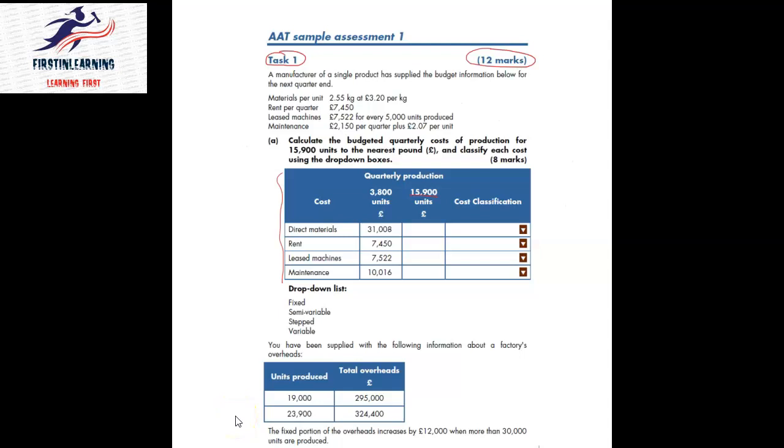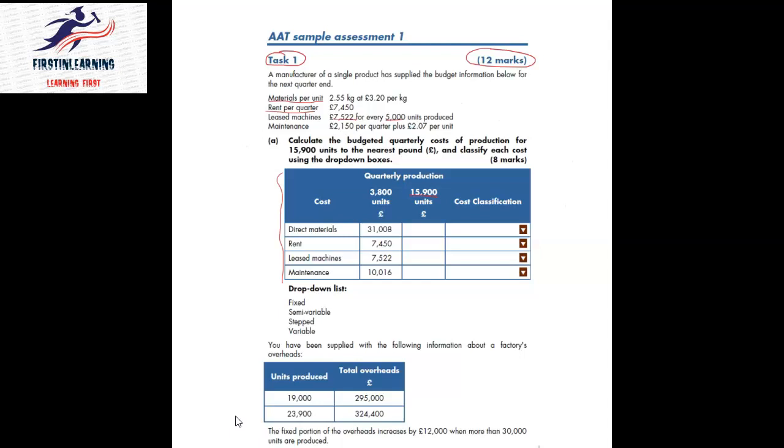So we already know the direct material, that is our variable cost. Direct material is always variable cost. Rent per quarter is a fixed cost. Lease machine, they're saying 7,522 for every 5,000 unit produced. So it seems like it's step cost because it increases in every 5,000 unit.